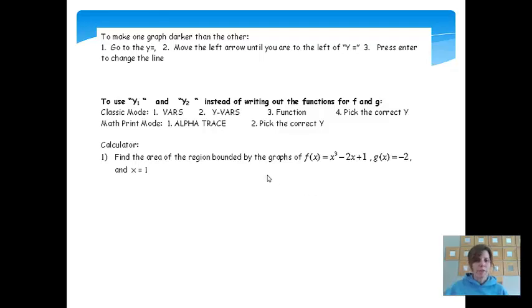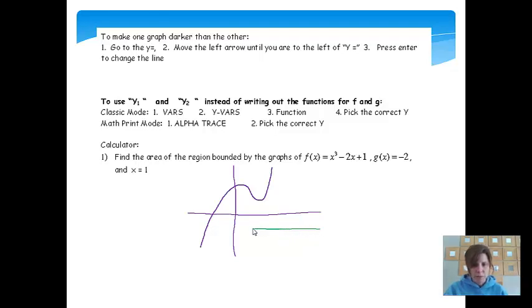All right, we want to find the area of the region bounded by those graphs. And again, we'll let this be a calculator problem. So if you want to just take a minute on your calculator and find those problems, that would be wonderful. All right, I know that f of x, that first one, is going to look something like that. Okay, g of x equals -2 is just the horizontal line y equals -2. So here comes g of x right there.